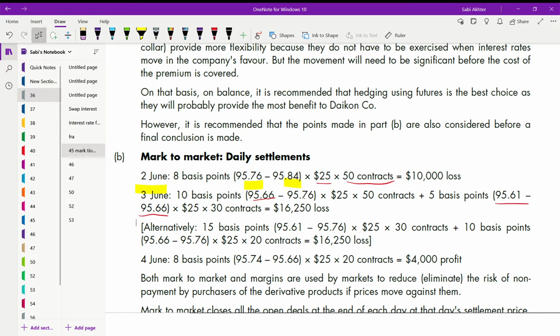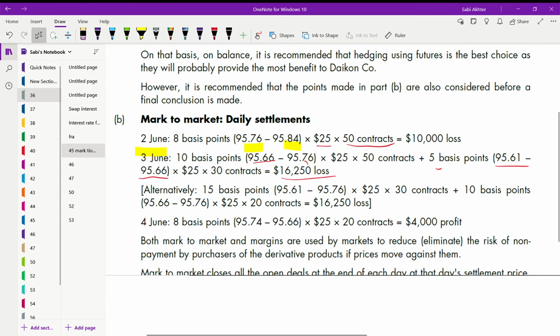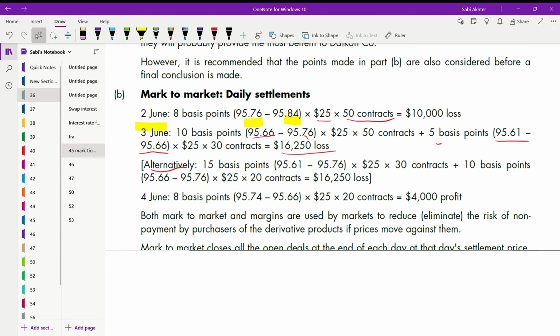This is also a loss. Total is a loss, right? Alternatively, you can calculate it another way; you can go and check. So coming to the last one: the last one's date minus the previous one, right? Here it's a profit because you are buying at a lower rate and selling at 95.7, a higher rate. That's why it's a profit.